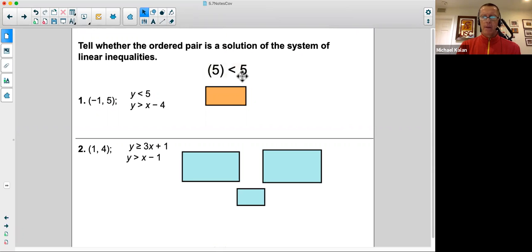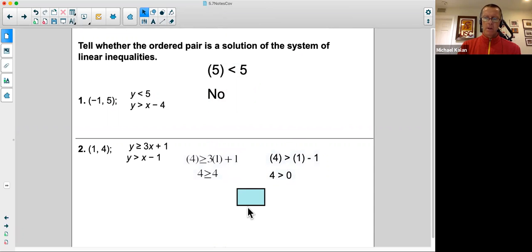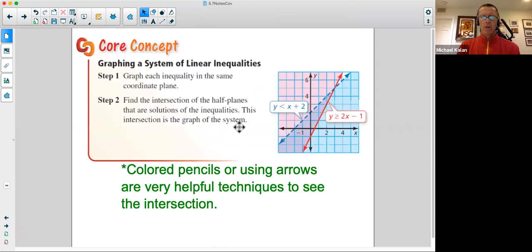Okay, I'm back. And this answer would be no. And this one, hopefully you got yes. Okay. And again, remember, if I get no, if something doesn't work for the first one, don't bother doing the second one. Be efficient. Okay. So now we're going to actually get into graphing these.